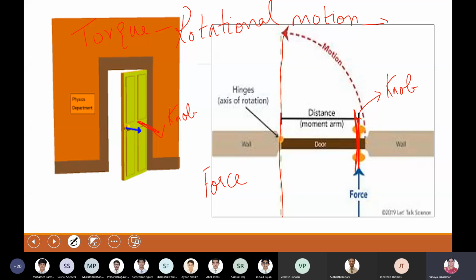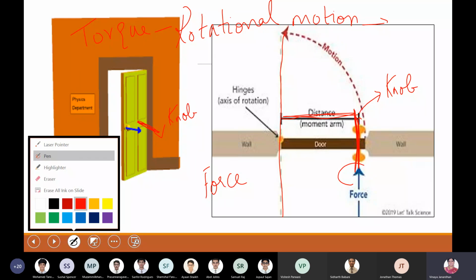Why perpendicular distance? Because when you apply a force on the knob, the direction of force is always perpendicular to the plane of the door. Yes or no, boys? When you're applying a force on the door, the direction of the force will be perpendicular to the plane of the door. So the perpendicular distance between the point where you apply the force and the axis of rotation, these things are going to measure your torque. We'll see what mathematically it means.